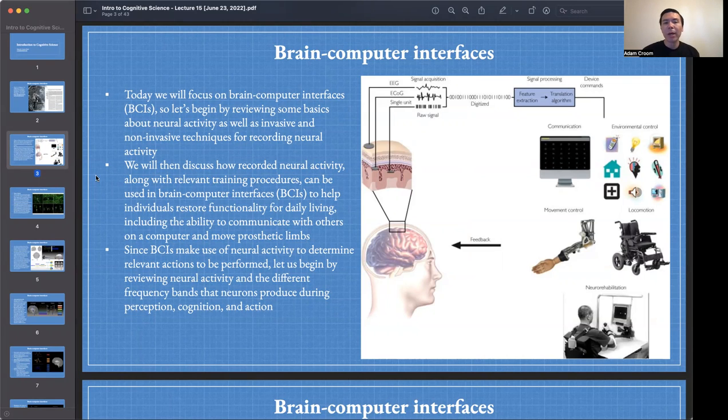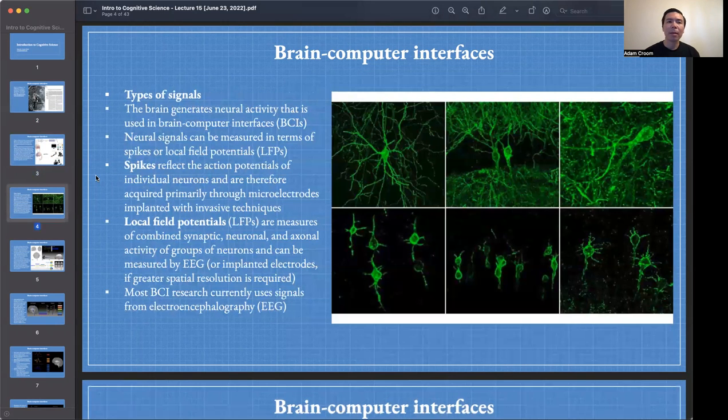Since BCIs make use of neural activity to determine relevant actions to be performed, let's begin by reviewing neural activity and the different frequency bands that neurons produce during perception, cognition, and action. The brain generates neural activity that is used in brain-computer interfaces. Neural signals can be measured in terms of spikes or in terms of local field potentials, or LFPs.